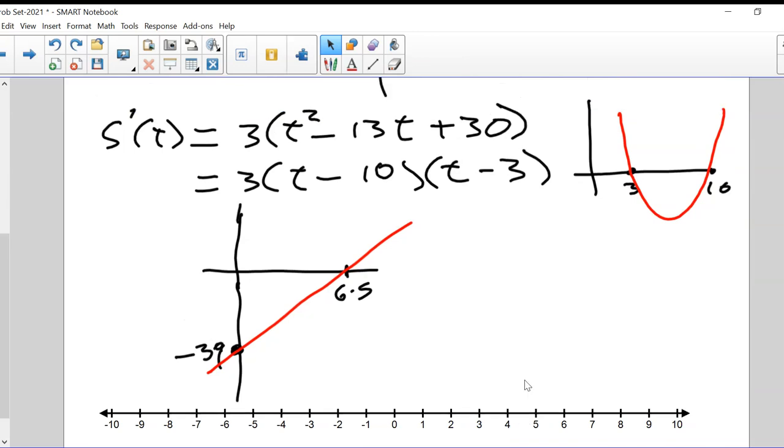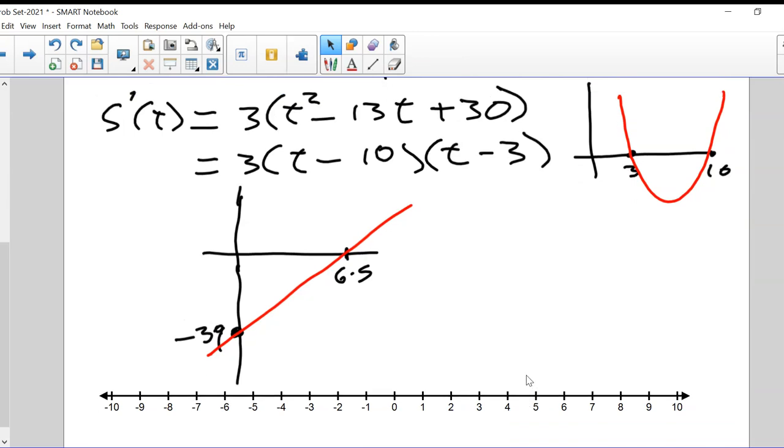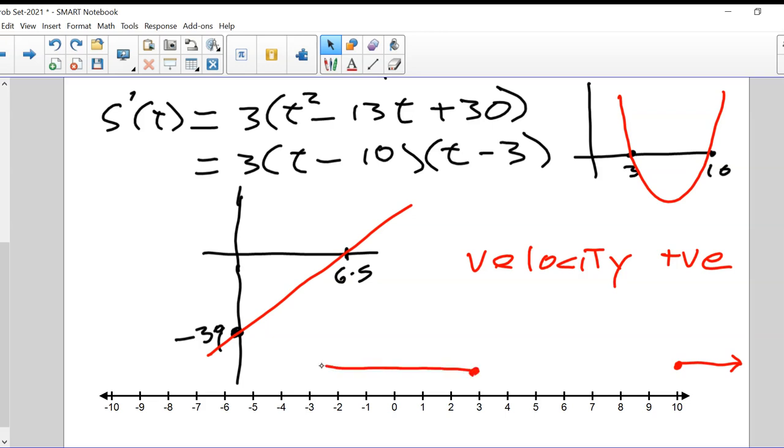So on this number line, I'm going to put where velocity is positive, right? So I'm looking for velocity positive. Positive on this number line means that, remember, positive means it's above the x-axis, right? So I'm going to be going from here to the right. And I'm going to be going from here to the left.